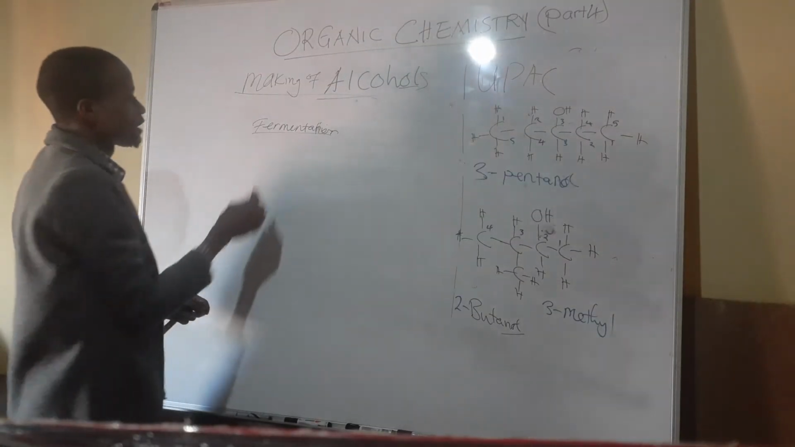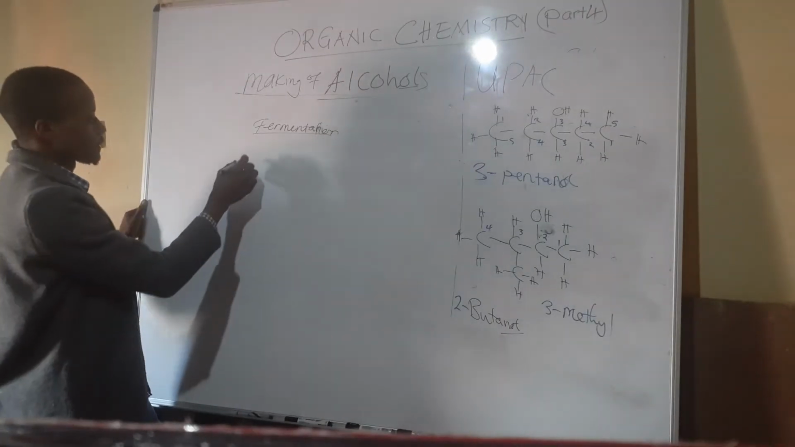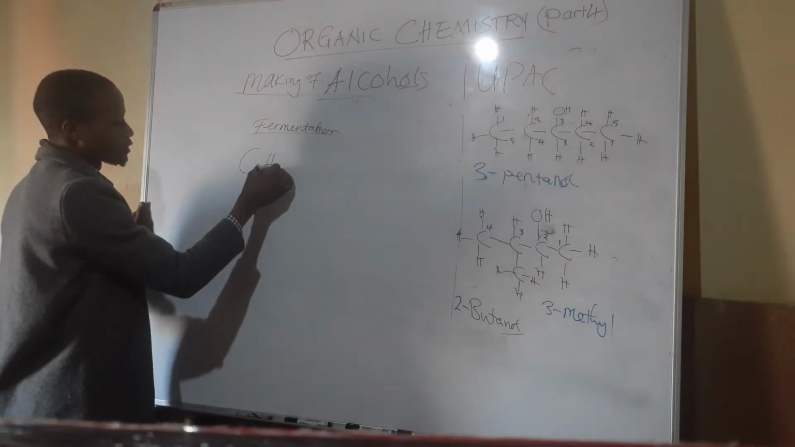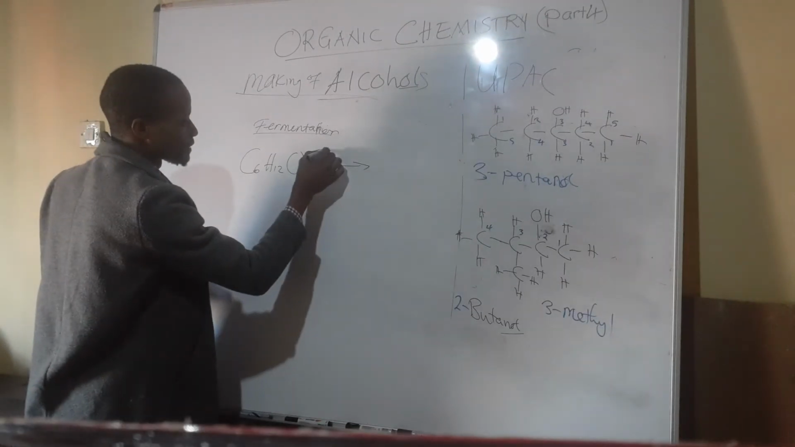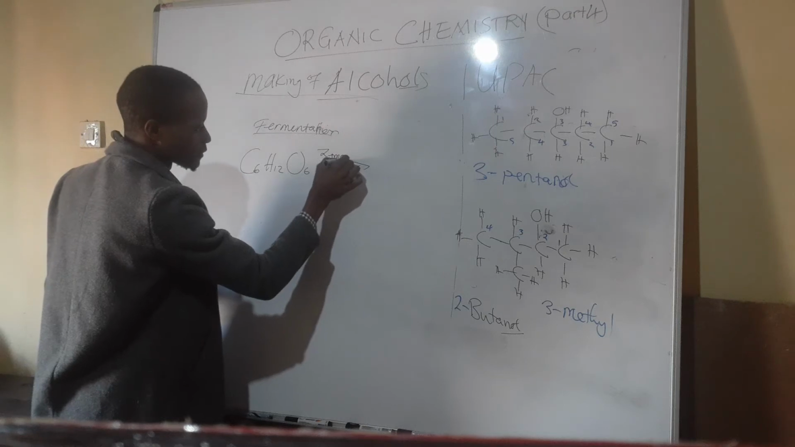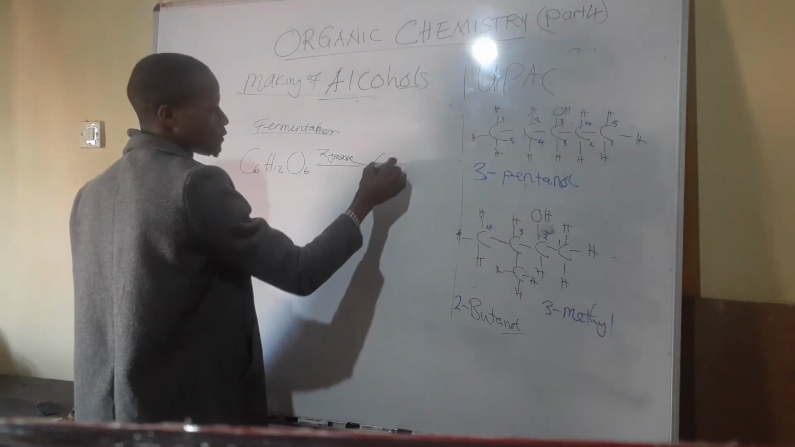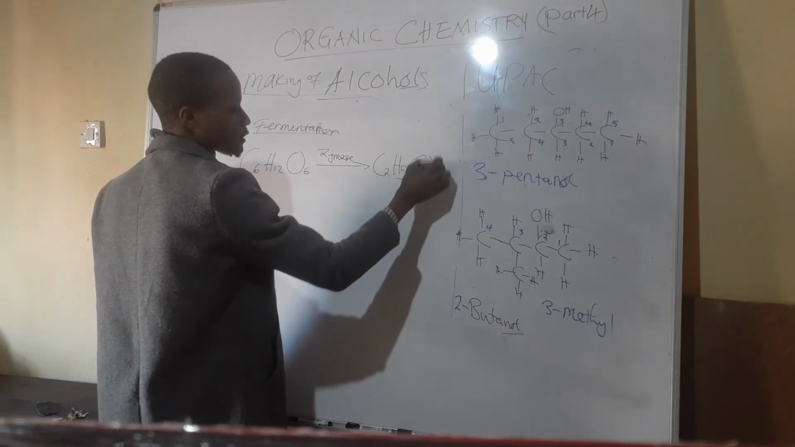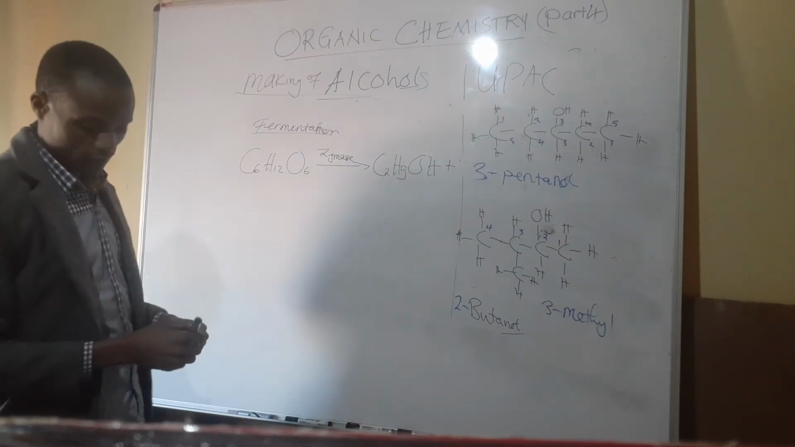So in talking about fermentation of carbohydrates, for example, glucose has the formula C6H12O6. In the presence of zymase enzyme, it's going to produce ethanol, which is C2H5OH, plus carbon dioxide as a gas.